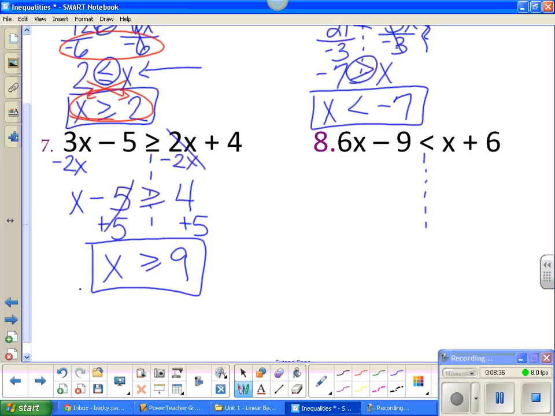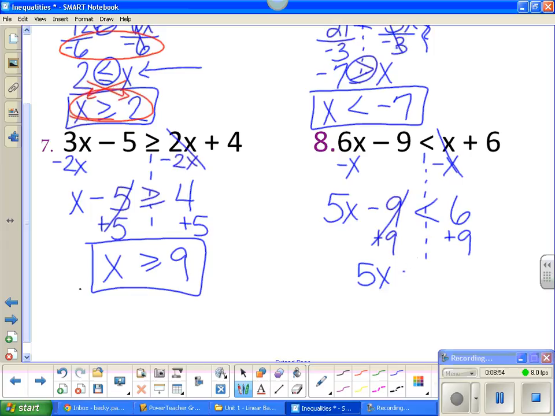Number 8, again, I have x's on both sides. So I'm going to subtract x. So that gives me 5x minus 9. Don't flip. And my 6. I'm going to add 9 to both sides.